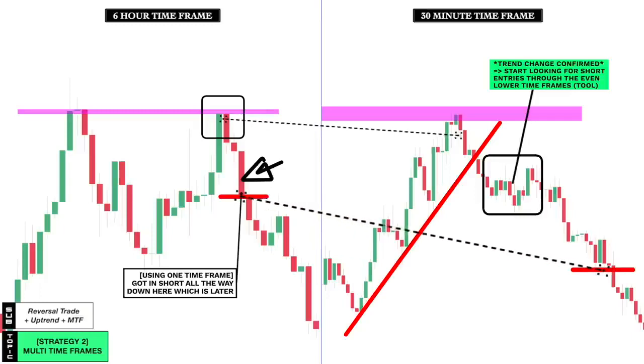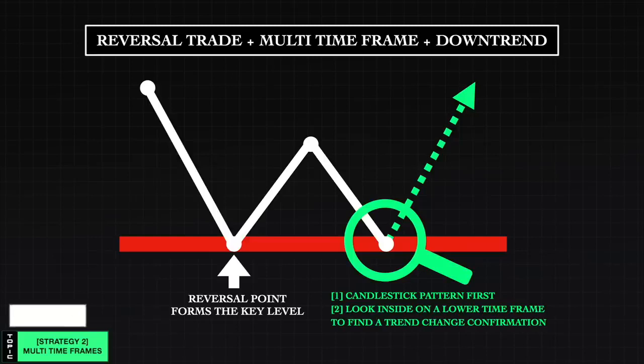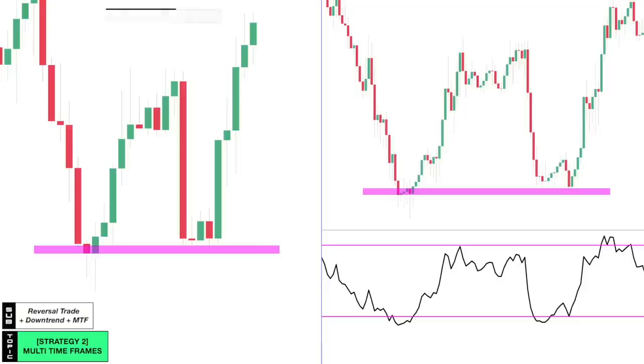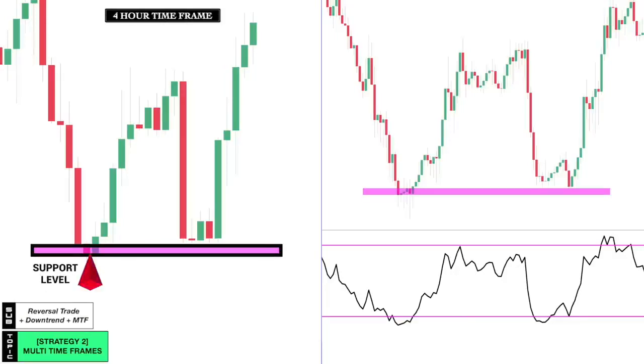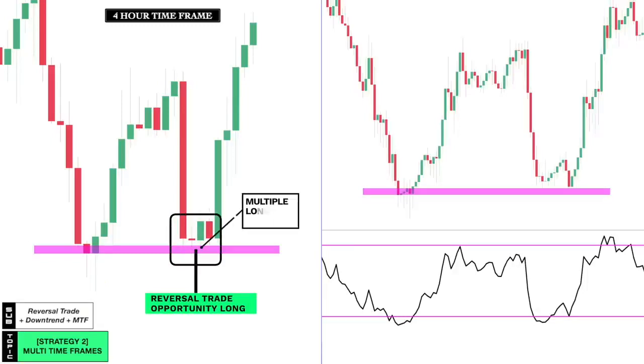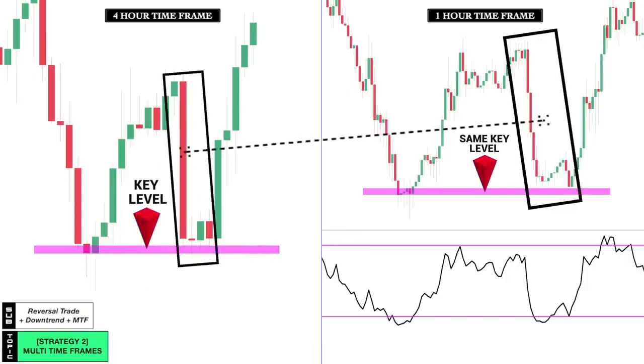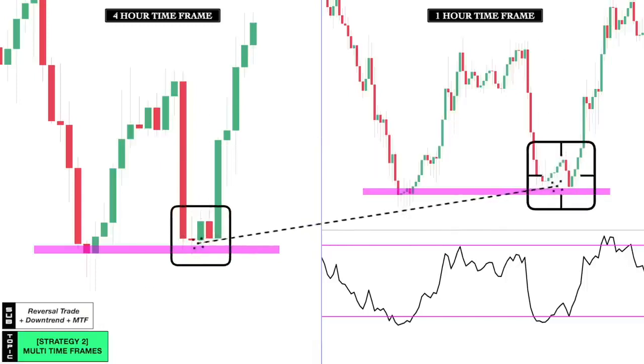So going in the opposite direction, a reversal trade in a downtrend using multi time frames. On the left is the 4-hour time frame. You had your key level of support because of this reversal point. And this is where your reversal trade opportunity long presented itself. And it's where you had multiple long wick candles form at the level. Then on the right is the 1-hour time frame that was used for an entry point. Same key level, same pullback. This area here is this same area here.